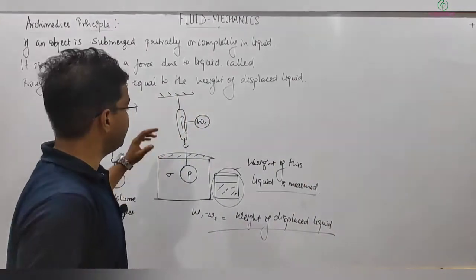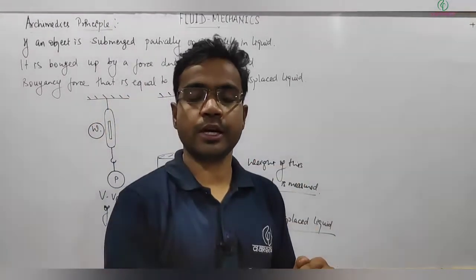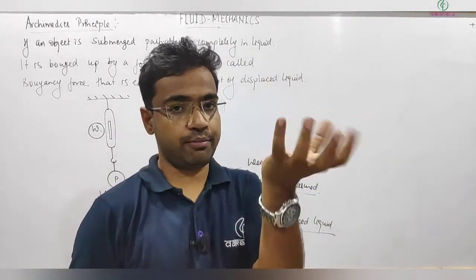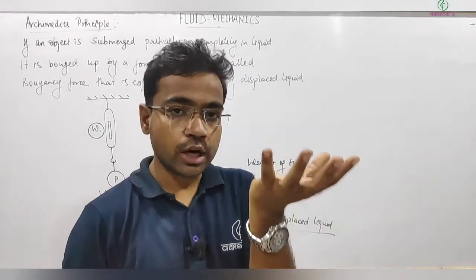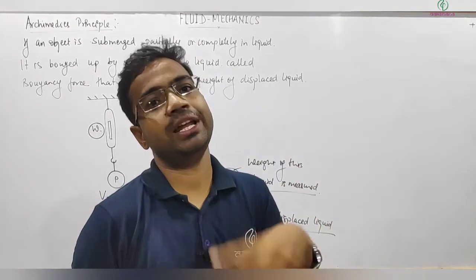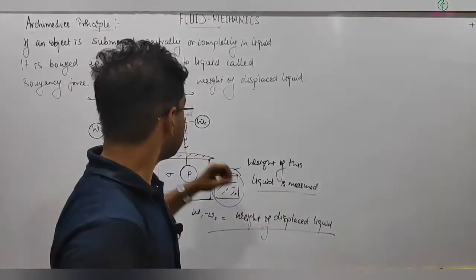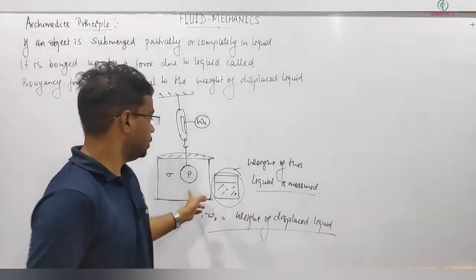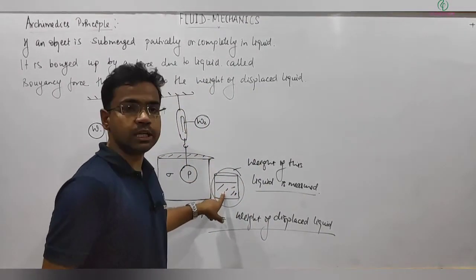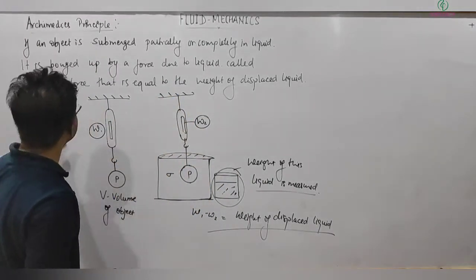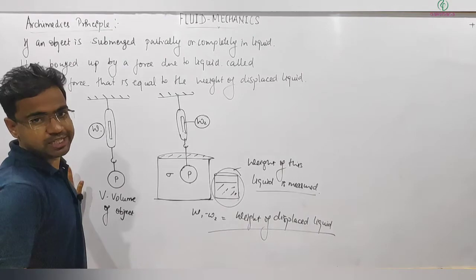Right? So when an object is submerged completely or partially in a liquid, the object is buoyed up, means a force is applied on the object in the upward direction, we call that buoyed up, and the force is termed as buoyancy force. This force will be equal to the weight of displaced liquid, whether it is partially or completely submerged, and this is termed as Archimedes principle.